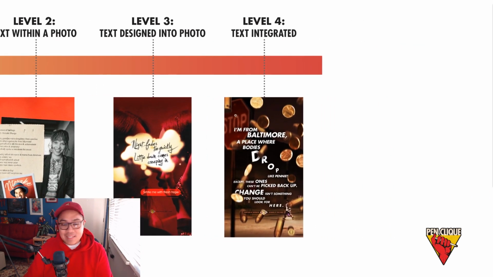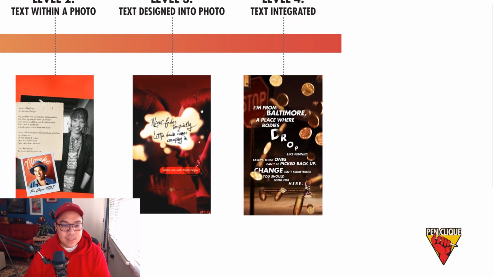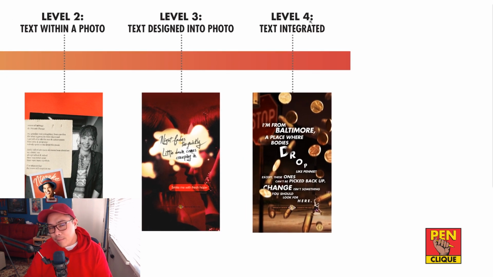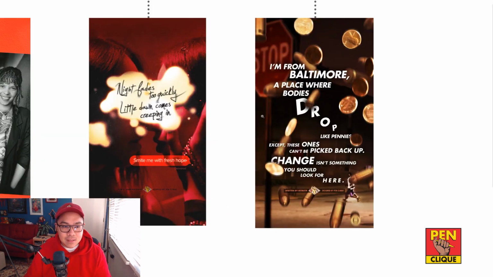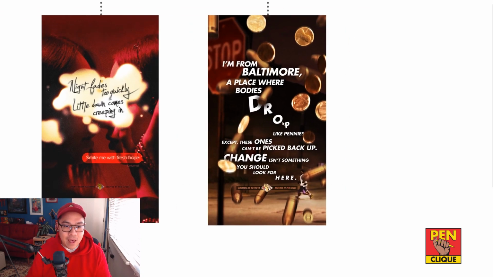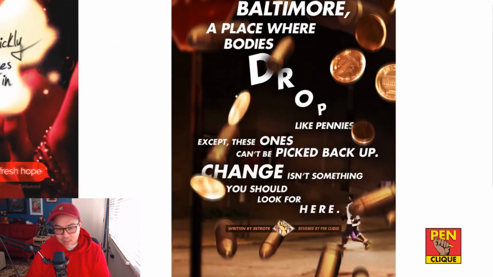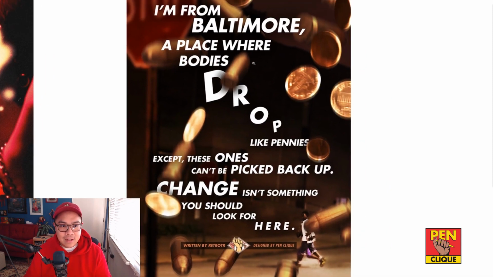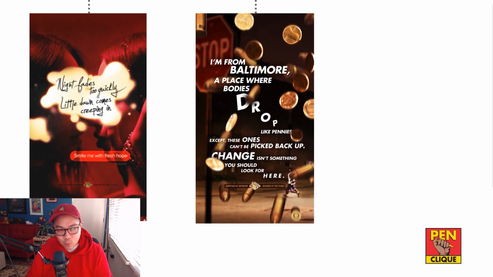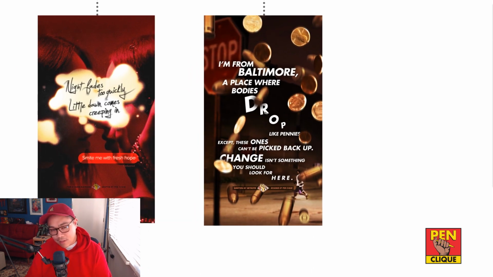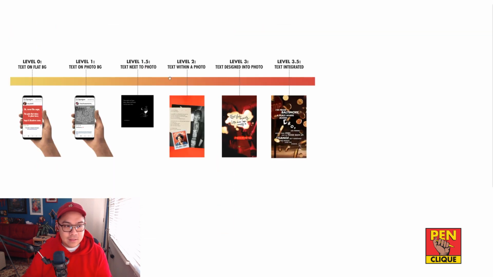Level 4, text integrated. It's pretty much like level 3. Maybe this is like level 3.5. We'll say that, level 3.5, text integrated, because it's pretty much the same idea, but now we have layering going on here. So you'll see that these bullets and these pennies are overlapping this, and now we're also considering the word placement as well, like how "drop" kind of extends out. So yeah, that is a bunch of levels.